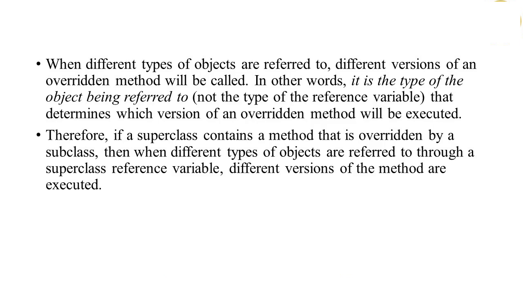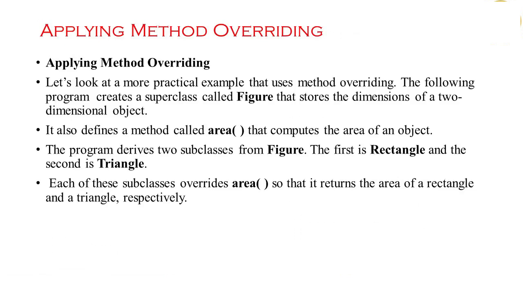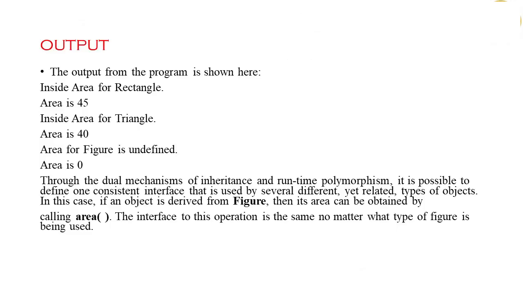Applying method overriding. Let us look at a more practical example that uses method overriding. The following program creates a superclass called Figure that stores the dimensions of a two-dimensional object. It also defines a method called area that computes the area of an object. The program derives two subclasses from Figure. The first is Rectangle and the second is Triangle. Each of these classes overrides area so that it returns the area of a rectangle and a triangle respectively. The example has been given and the output of the program has been given.